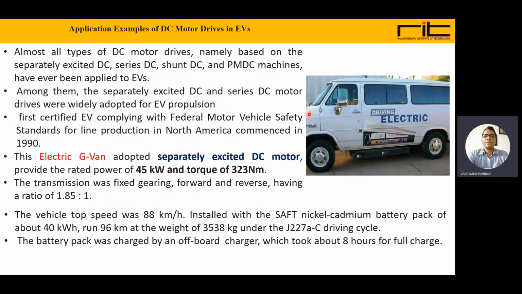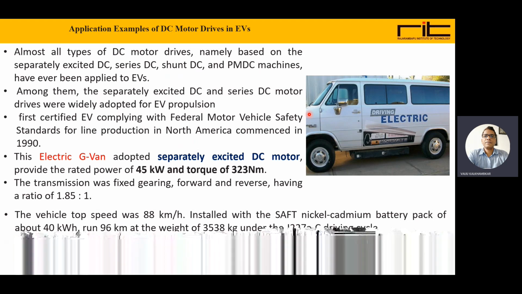Now, applications of DC motor drives in electric vehicles. We'll see some application examples. All types of DC motor drives, that is separately excited DC, series DC, shunt DC, and PM DC machines, have been earlier applied for electric vehicles. Among them, separately excited DC and series DC motor drives are widely used for electric vehicle applications.